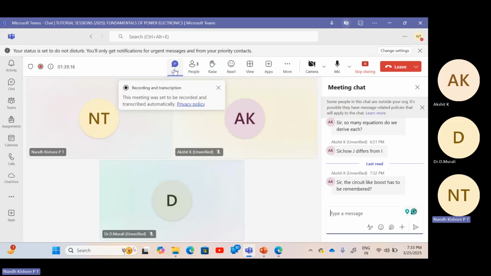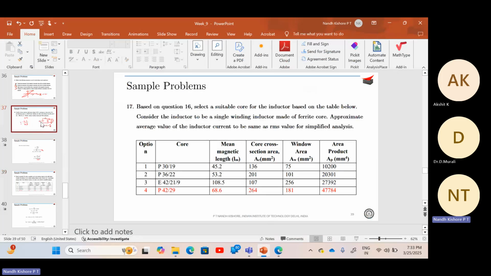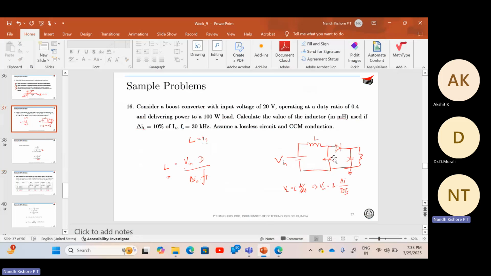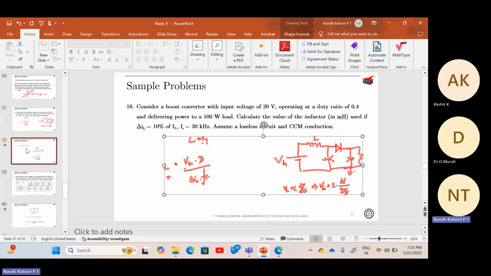The circuit like boost has to be remembered. So I will tell you a simple way. Don't study the boost converter something like this. Okay, it's always going to be difficult.